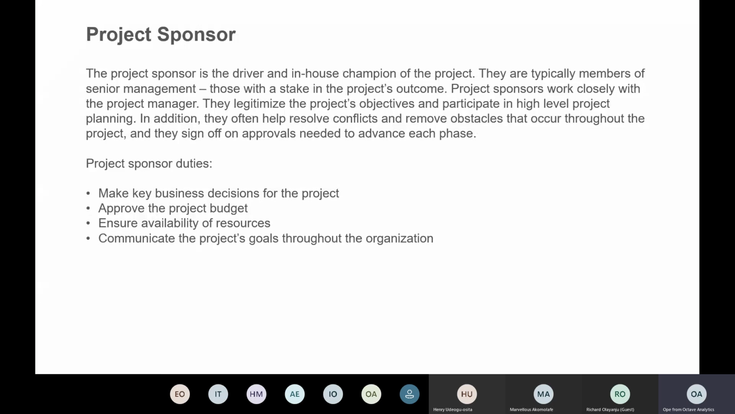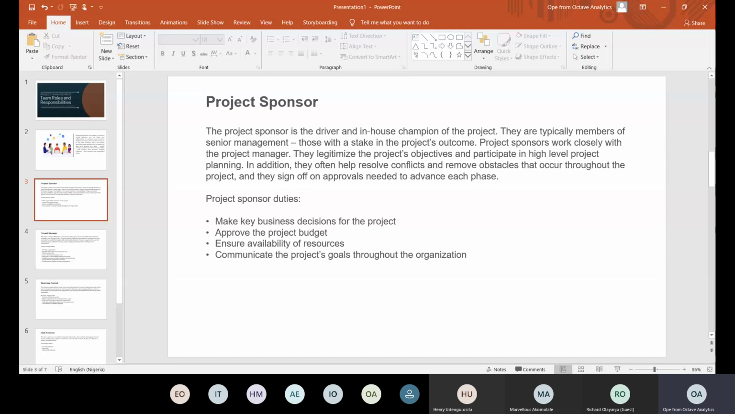Okay, then they also communicate the project goals throughout the organization. So your project sponsors are the ones that tell you, Oga, come here, these are the things that your analytics project should achieve for us, because they understand what the vision is, and you must ensure that you deliver on all the goals that you agree with your project sponsors. Okay, so I'll move on to the next one.